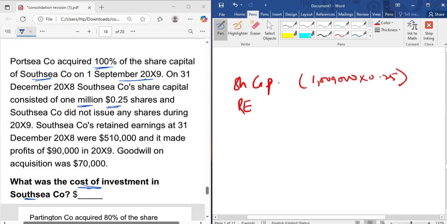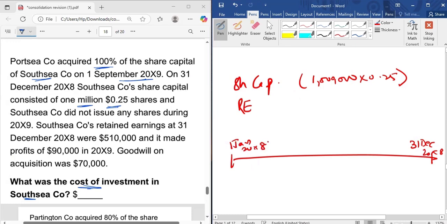And for retained earnings, now see, let us read it again. The year end is 31 December 20x8. This is our timeline. So year start would be 1 January 20x8. And acquisition took place on 1st September. Means September, October, November, December. Post acquisition months are 4.